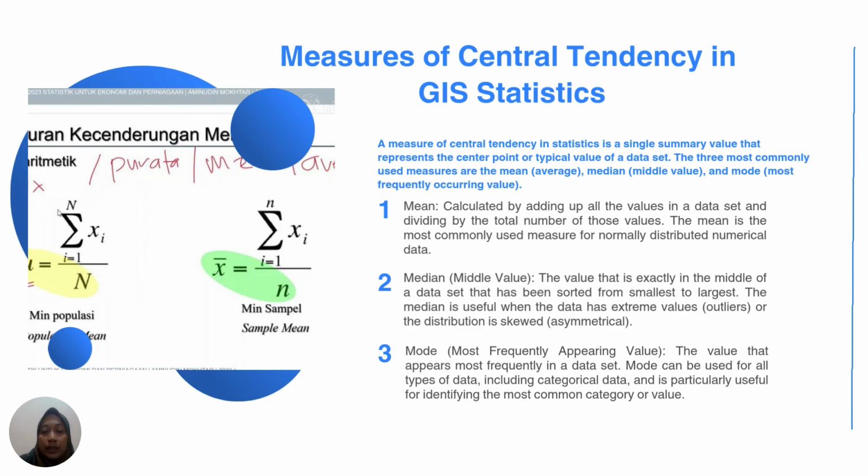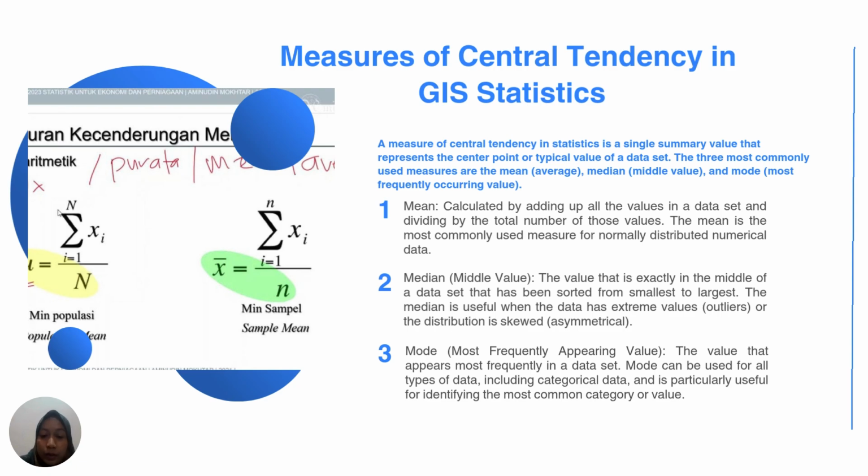Measure of central tendency in GIS statistics. A measure of central tendency in statistics is a single summary value that represents the center point or typical value of a data set. The three most commonly used measures are the mean, median, and mode. The first, mean, calculated by adding up all the values in a data set and dividing by the total number of those values. The mean is the most commonly used measure for normally distributed numerical data.